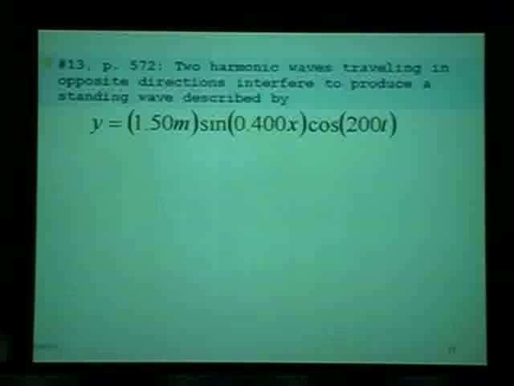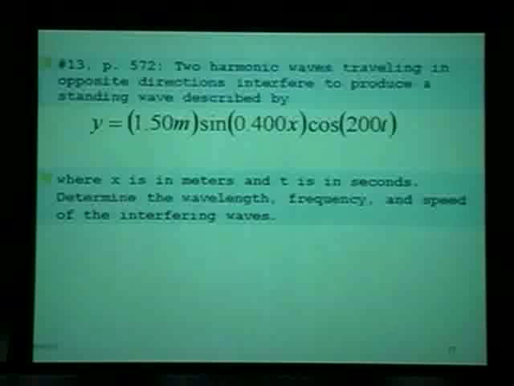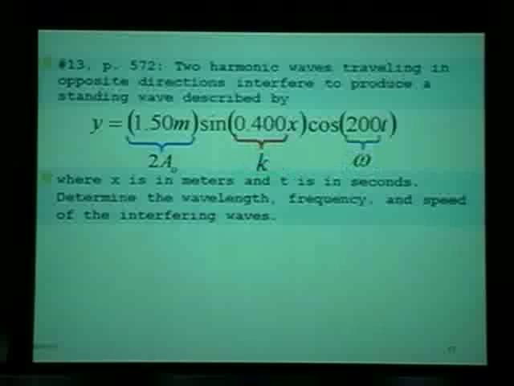Let's try this problem. Two harmonic waves traveling in opposite directions interfere to produce a standing wave described by y equal 1.5 meters sine 0.4x cosine 200t. We can still extract information from this combined standing wave. There's k, there's omega, and there's our total amplitude, or twice the amplitude of the interfering wave. Determine the wavelength, frequency, and speed of the interfering wave. So there's 2a there, there's k, there's omega. And since we can still find k and omega, we can find the wavelength, the frequency, and the speed.